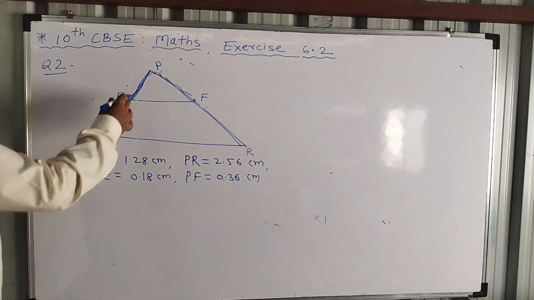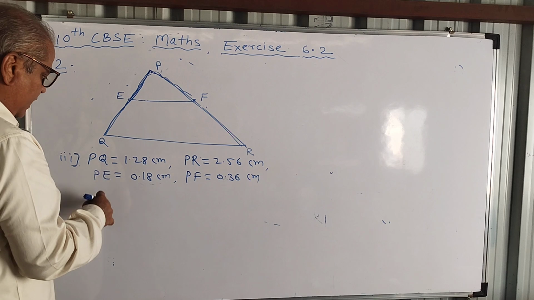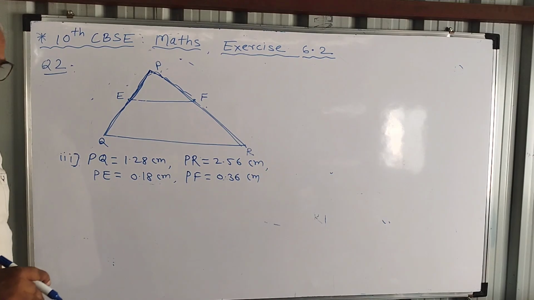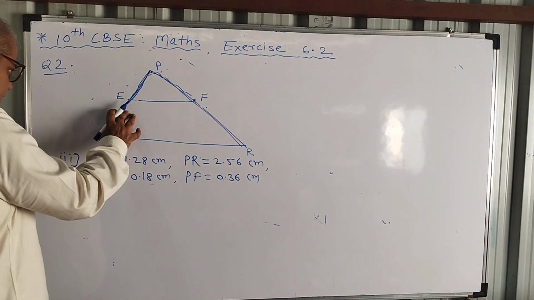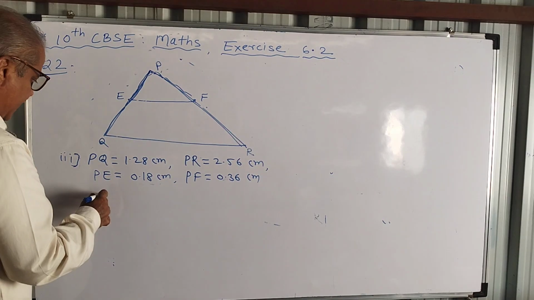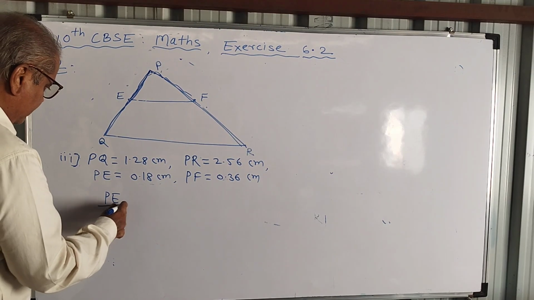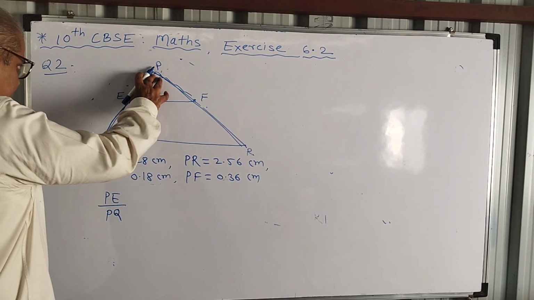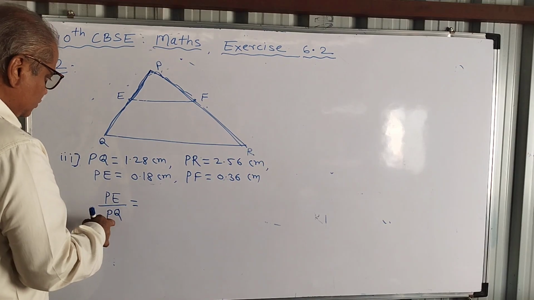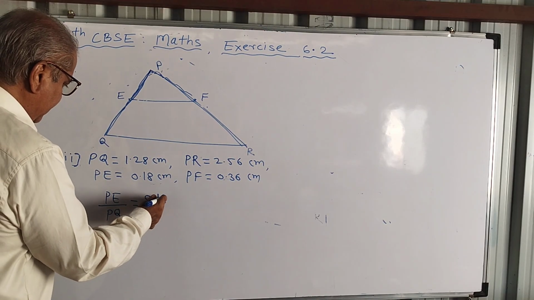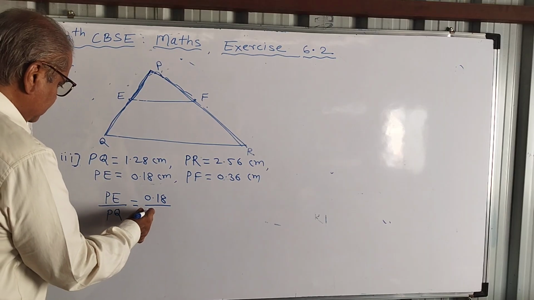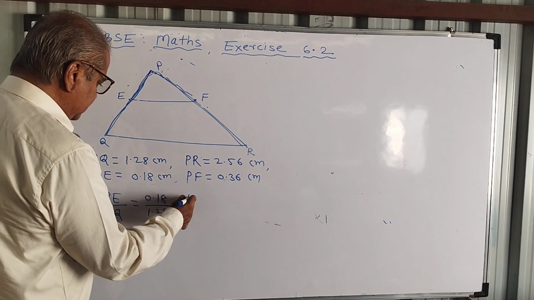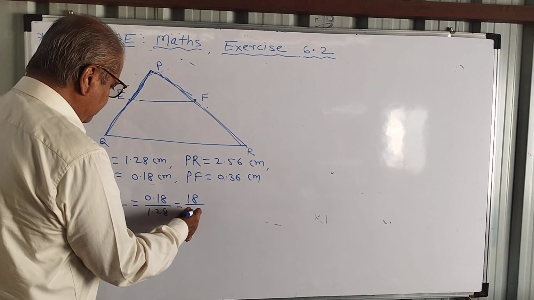Now see, full dimension is given and short one is given. So you can take the ratio accordingly. Whatever is given, accordingly you can find the ratio. So PE upon EQ is not given. So PE upon PQ you can take. PE upon PQ, short distance upon full distance, is equal to, what is PE? 0.18 upon PQ is 1.28. So remove the decimal places, 18 upon 128.